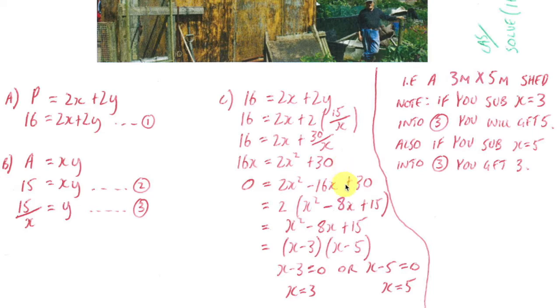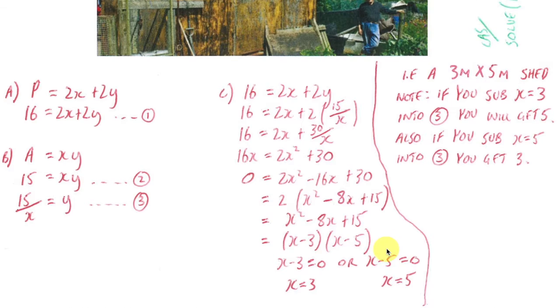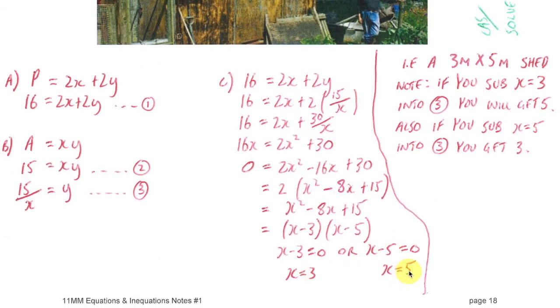I will now take the 16x from both sides to form this quadratic trinomial. 2 is common to every term here, so the 2 comes out. I divide both sides by 2 to give us x squared minus 8x plus 15 equaling 0. I now factorise. So I want the factors of 15 so that when I add them together I get negative 8. And so they are negative 3 and negative 5. I'll write those down in the brackets. And you can see I have x equaling 3 or x equaling 5.